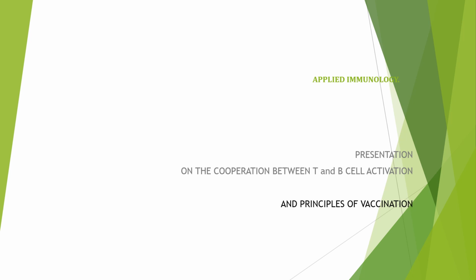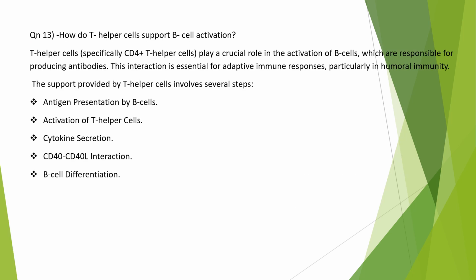Cell activation is the process initiated by binding of a ligand to its receptor, which enhances the cell's ability to respond to various stimuli. This is where we have two types of activation, which is the T cell activation and the B cell activation. So, question 13 says, how do T helper cells support B cell activation?